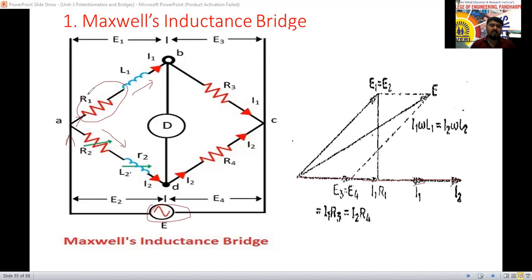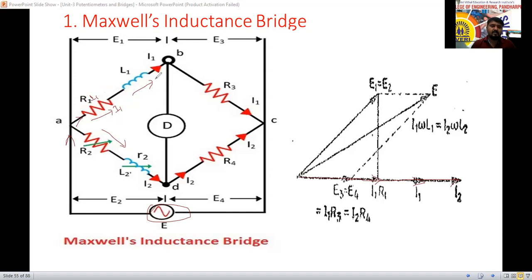The voltage drop across the pure resistance I will call VR1, that is I1 R1. According to Ohm's law, what is the formula for voltage? V is equal to IR. Here the resistance is R1 and the current flowing is I1. So the voltage drop across R1 is nothing but R1 into I1, which is in phase with the same current. So I have drawn it here as I1 R1.